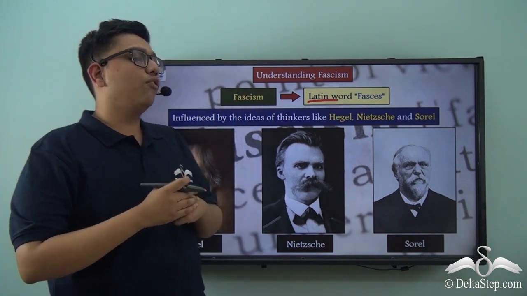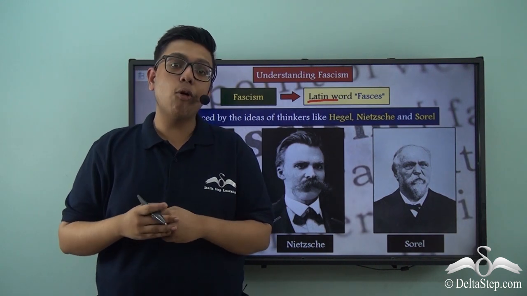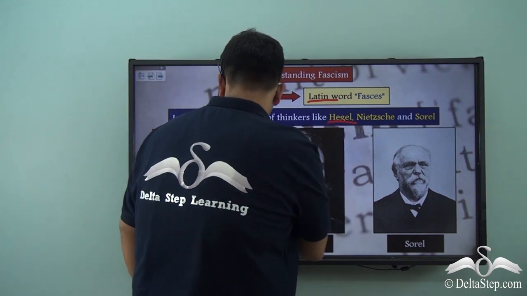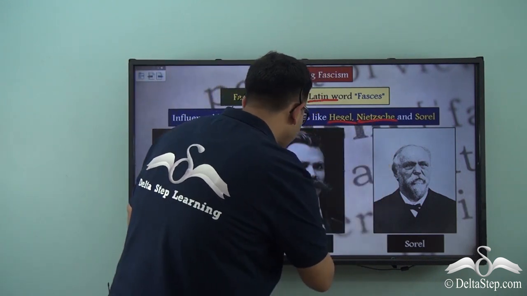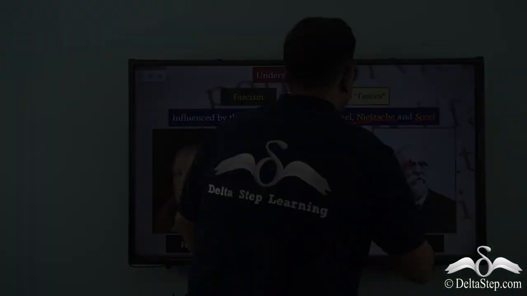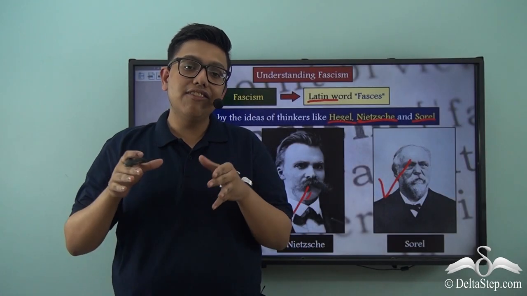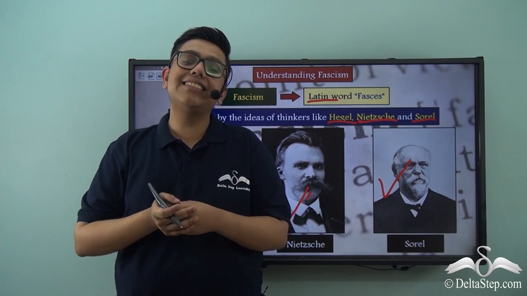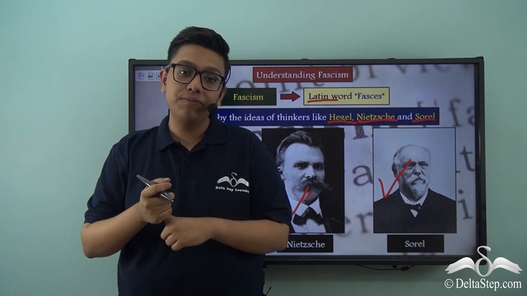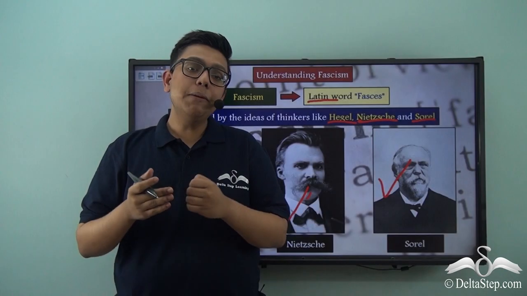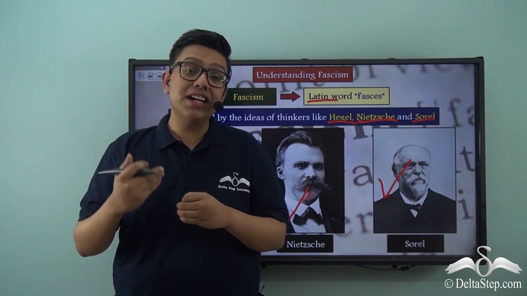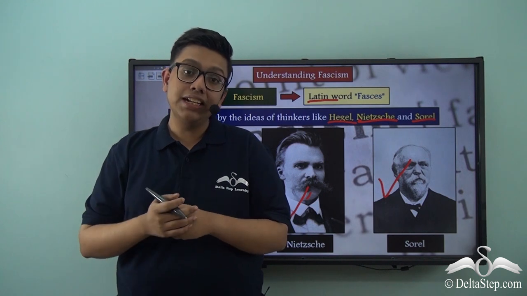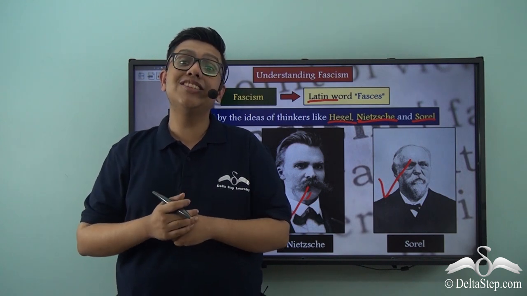Now, the ideology of fascism was also influenced by the political thinkers of the 18th century, namely Hegel, Nietzsche, and of course Sorel. Now, these political thinkers had put forward the idea of a supra-state. A supra-state is again a state which has a life of its own, has its own authority, and therefore the people have to be subjected to the sovereignty of the state. Now, every person, therefore, needs to be subservient and needs to understand the state has its own demands.